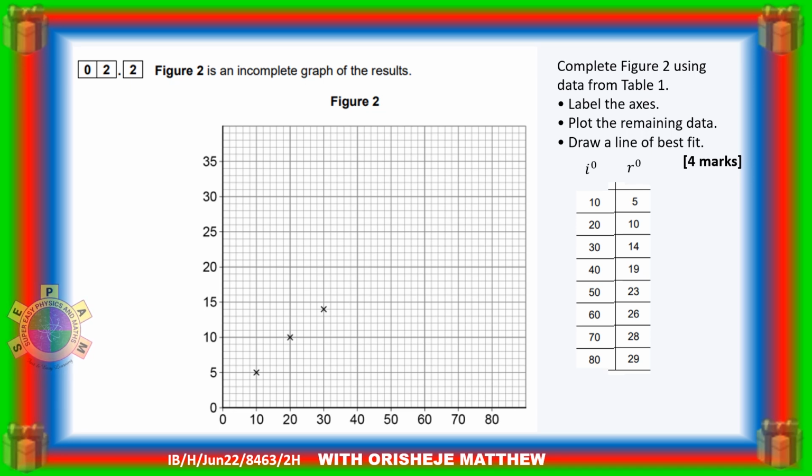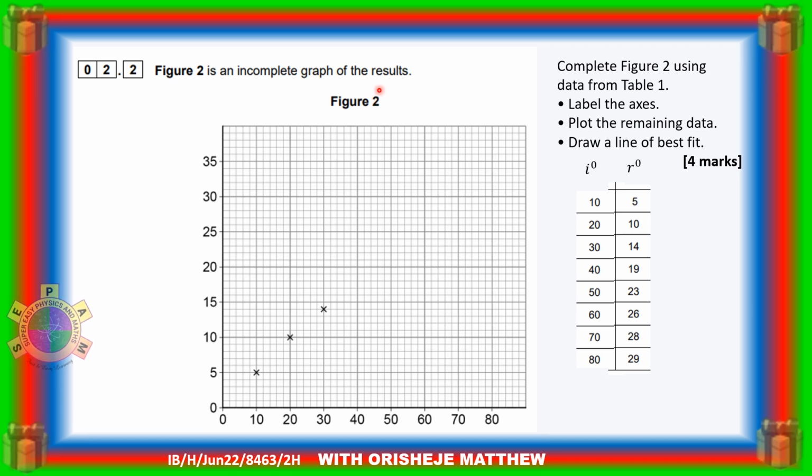Now, in this particular question, this is an incomplete graph for the result. Complete figure 2 using data from table 1 and label the axis. Plot the remaining data and draw the line of best fit. So you are expected to do 3 things. I just decided to bring the necessary values you need here in short form so we can easily use them to do the plotting.